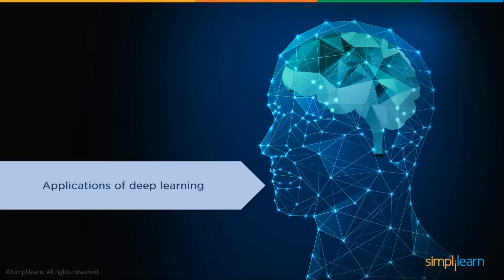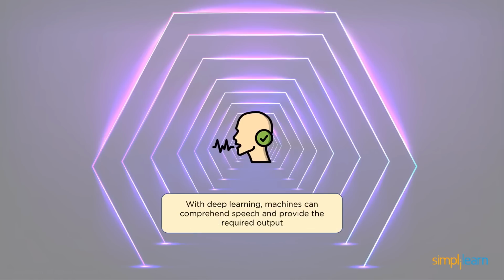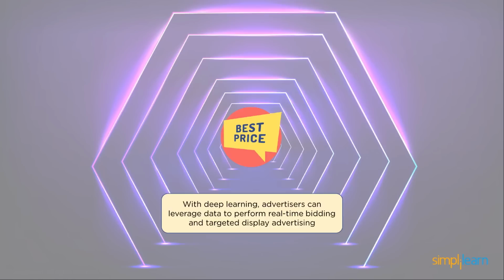So let's start off with the applications of deep learning. Deep learning helps us make predictions about the rain, earthquakes, tsunamis, etc., allowing us to take the required precautions. With deep learning, machines can comprehend speech and provide the required output. Deep learning enables a machine to recognize people and objects in the images fed to it. And with deep learning, advertisers can leverage data to perform real-time bidding and targeted display advertising. And these are just a small sample of the myriad of different uses for deep learning today.